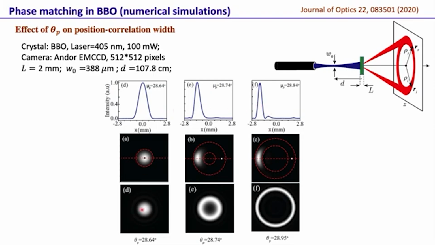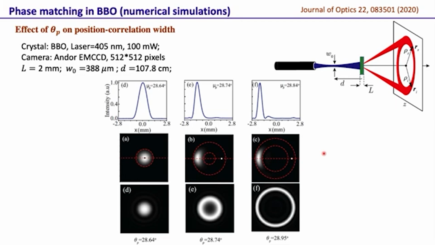So if we are in this collinear situation and we detect a photon here, we have a possibility of detecting the idler photon over this width. But if we are here and we detect a photon over there, then the position over which we can detect the idler is this, which is of course much smaller than this. So for the non-collinear condition, the position correlation width becomes smaller. So this is what we have for phase matching.